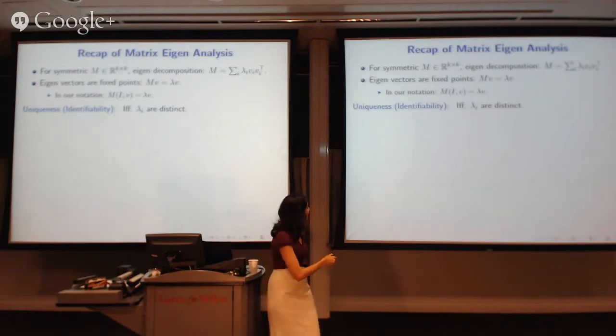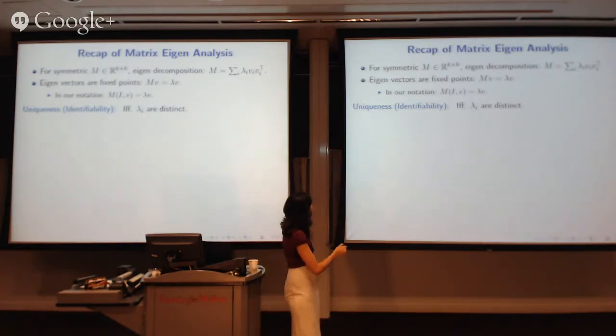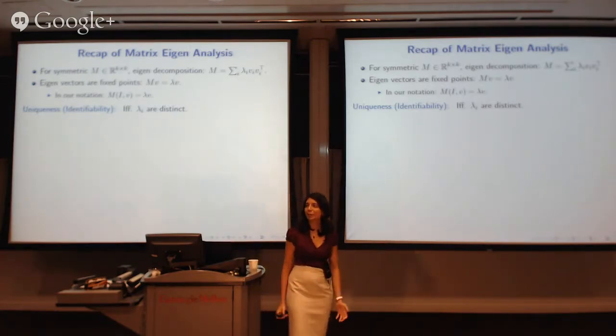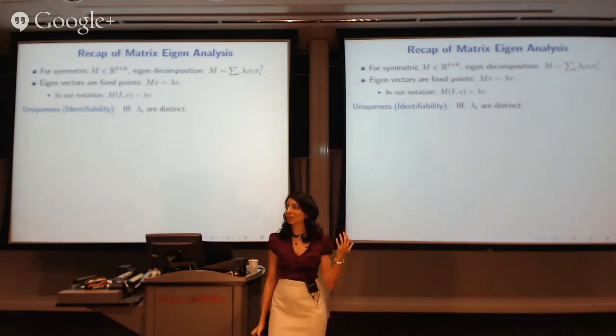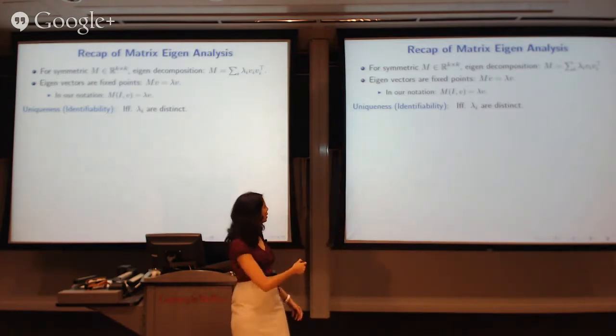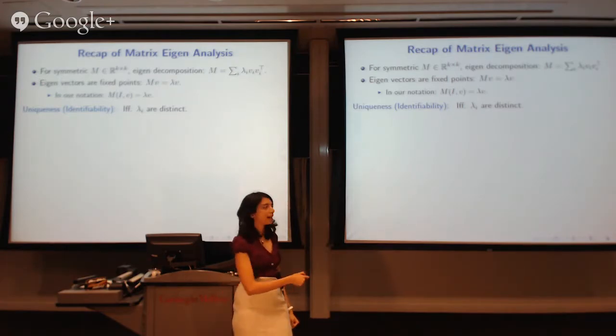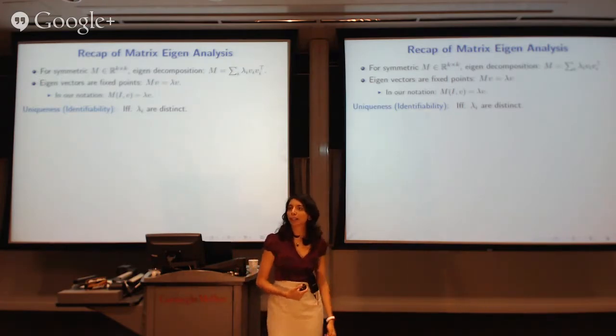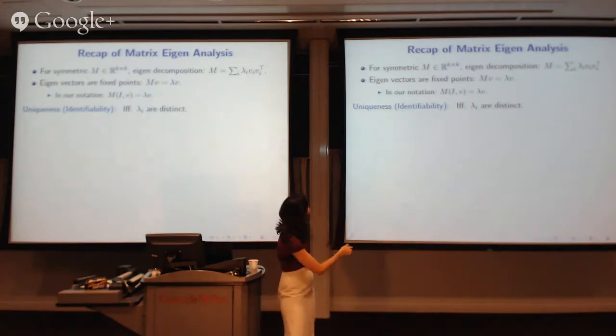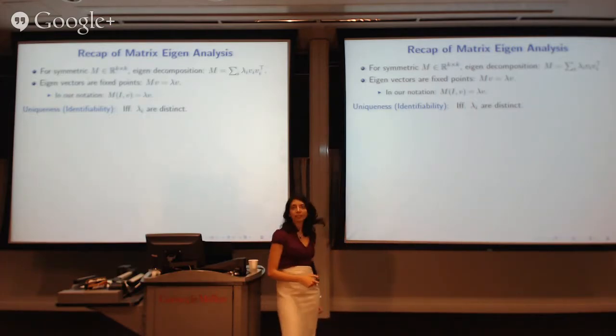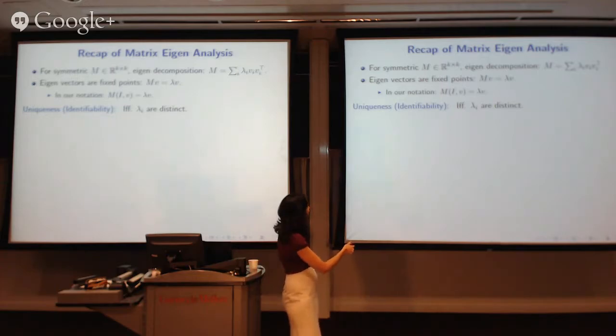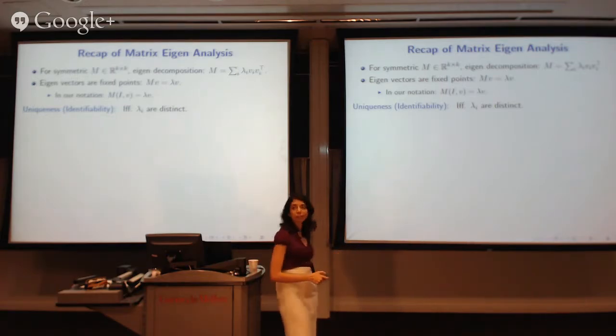Yeah, so just to recap here, first we'll see for matrices, what do we have? And then we can go to tensors. So we know for symmetric matrices, we have the eigen decomposition. These eigenvectors are orthogonal to one another, and they are fixed points of this equation here. If I take M times v, it just stays at v. The lambda is just the scaling, which is the eigenvalue.